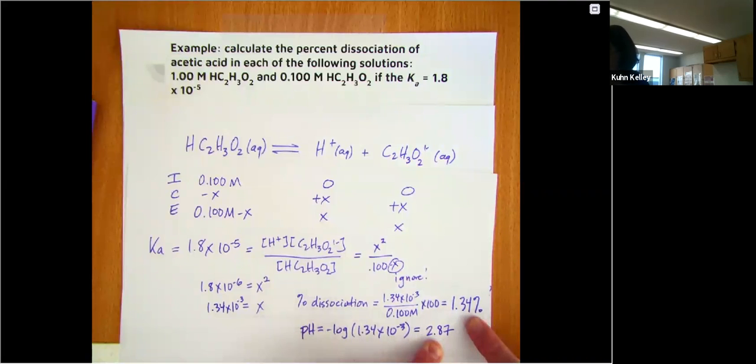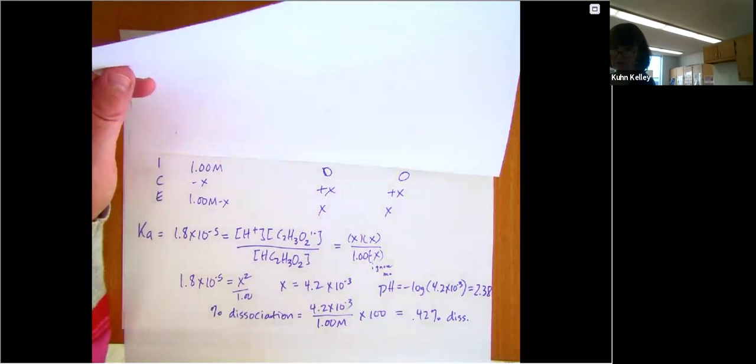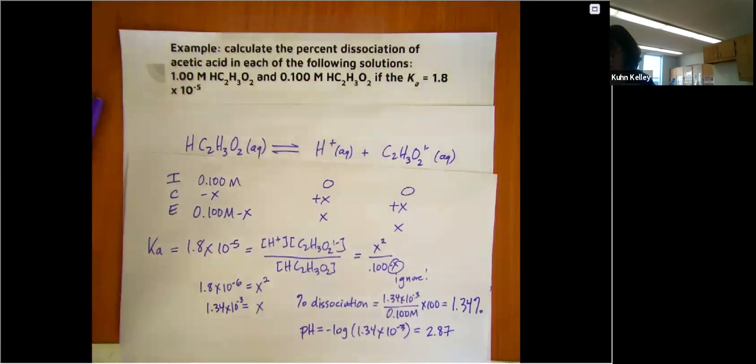I've got 1.34%. Here I had 0.42%. I've got a pH of 2.87. Here I have a pH of 2.38. So this is a little more acidic, but far less of it dissociated. And so that's one interesting thing about weak acids. The lower the concentration, the more they dissociate. The higher the concentration, the less they dissociate.